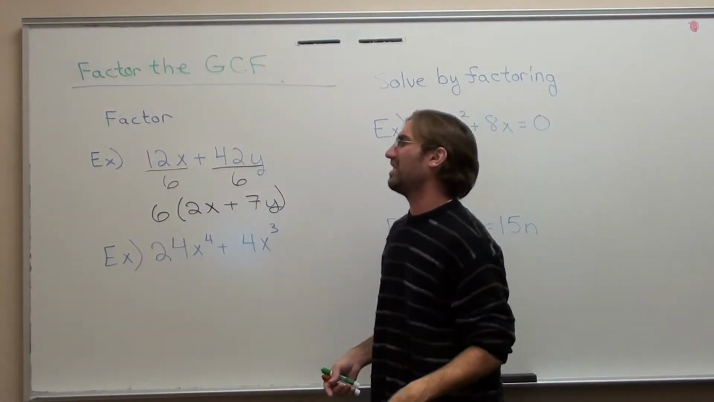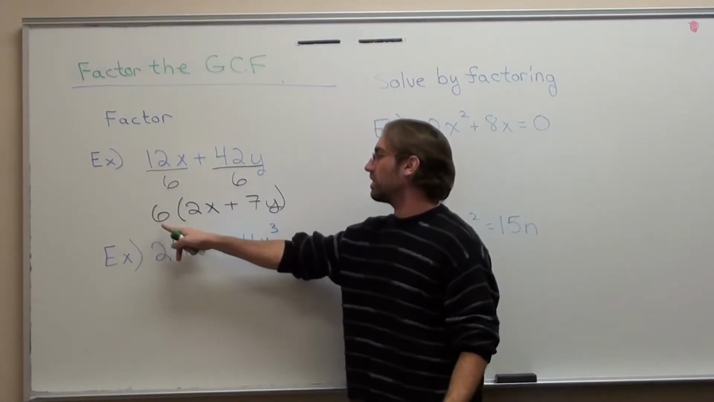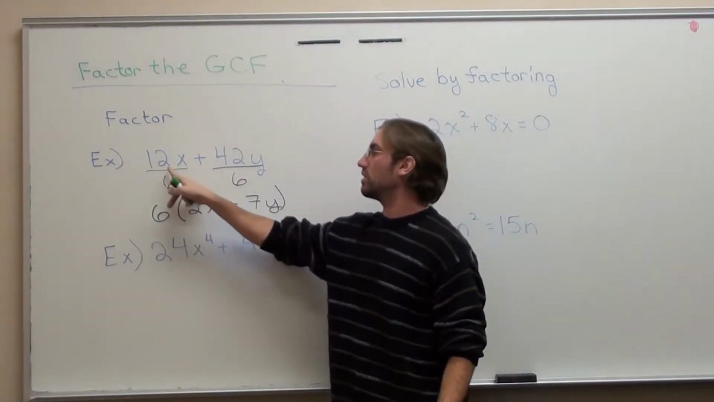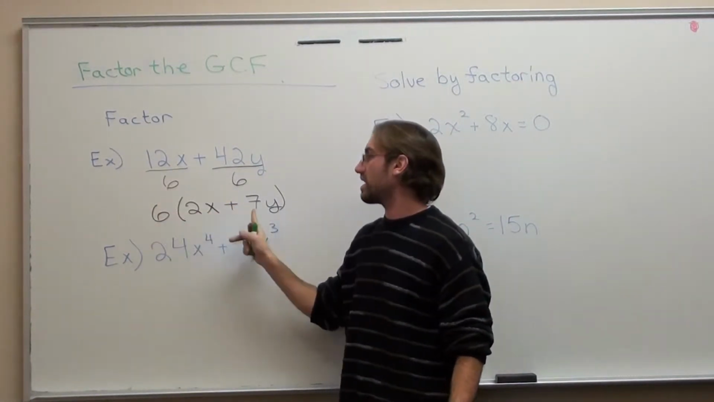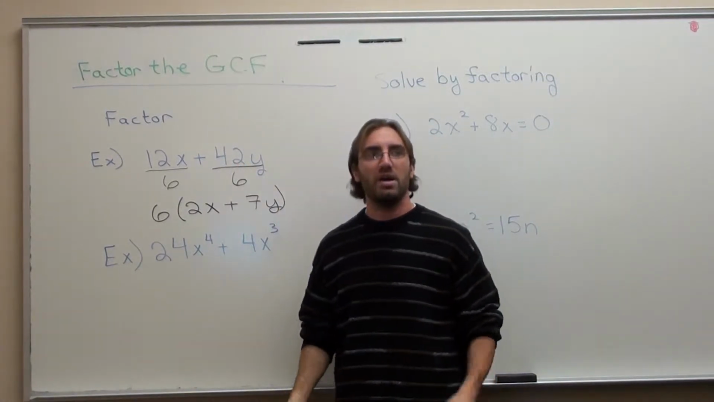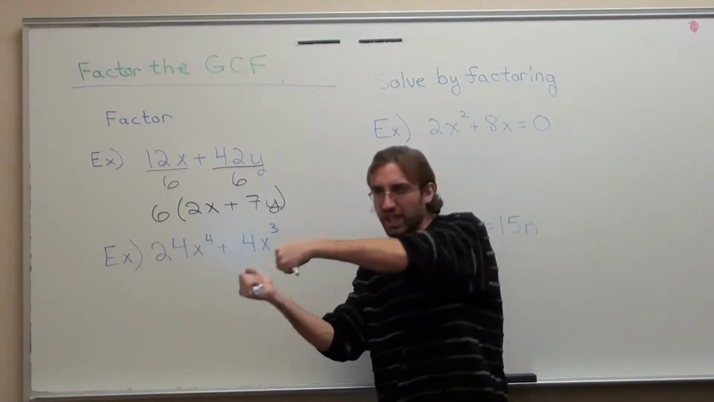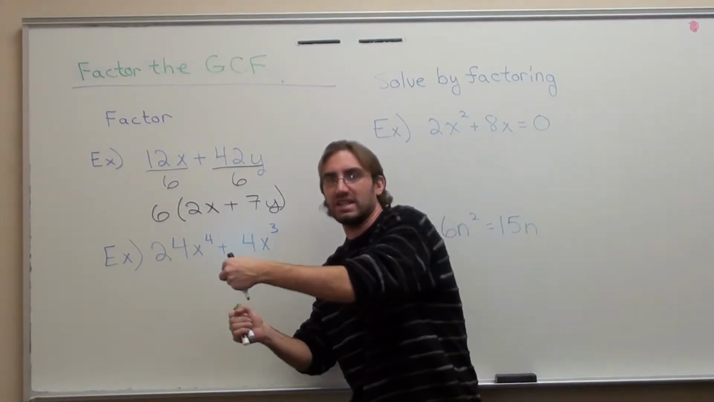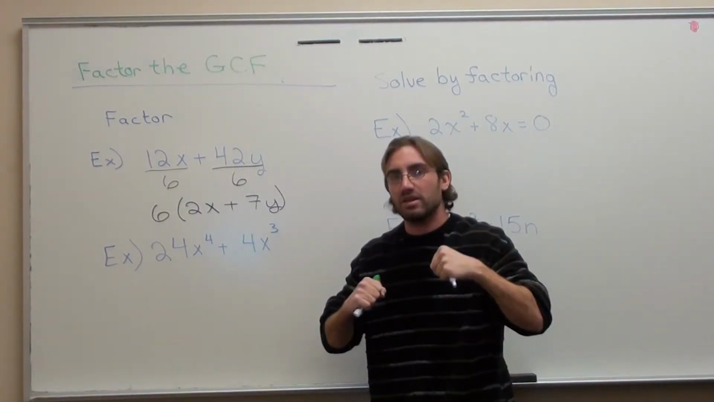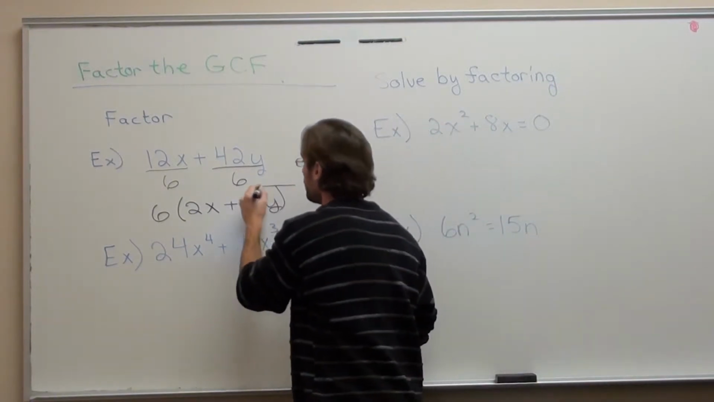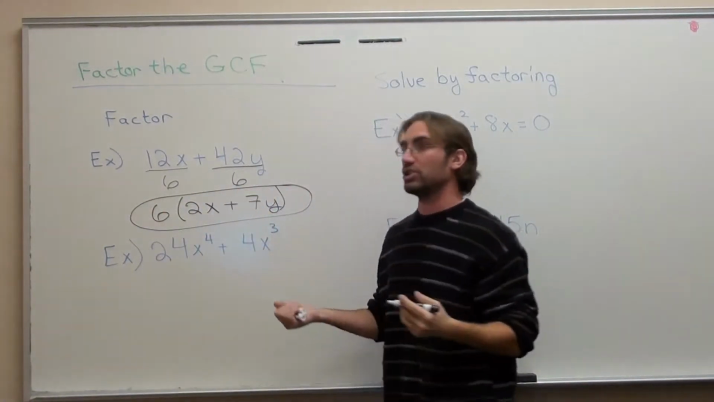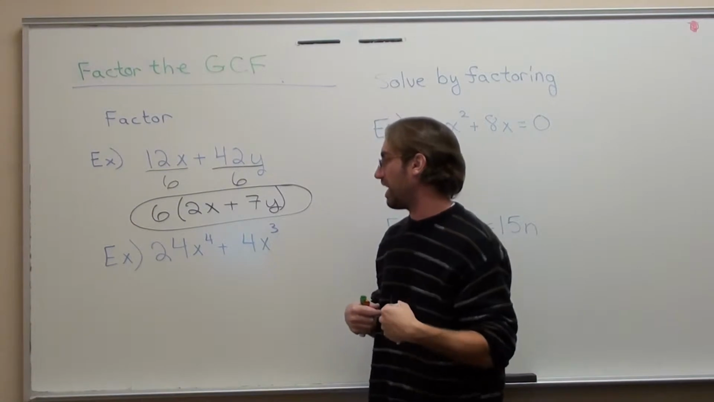Now some students say, I don't get what you're saying. I'll show you. What's 6 times 2x? 12x. 6 times 7y is 42y. Basically what I did was I rewrote this problem, except I just tried pulling out, or dividing out a number, if that makes it easier. Dividing out something that the terms had in common. And that's factoring GCF. It's taking out what they both have in common.